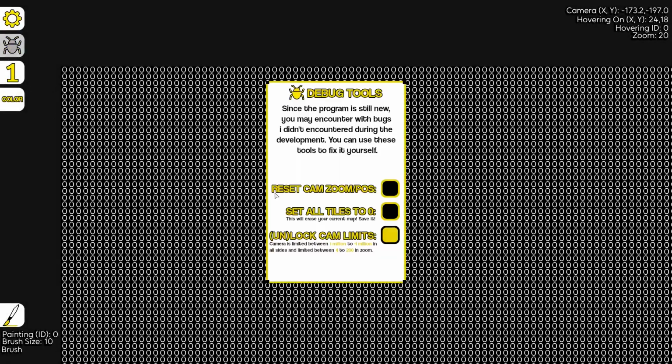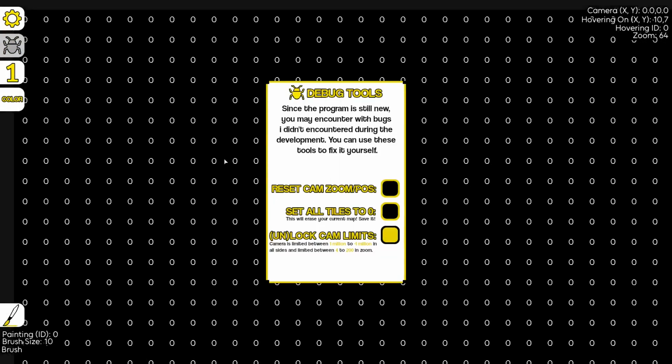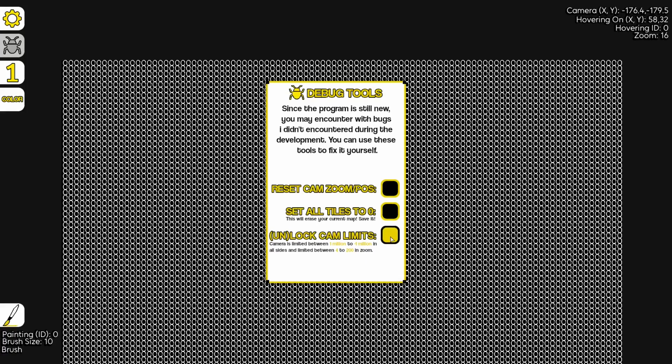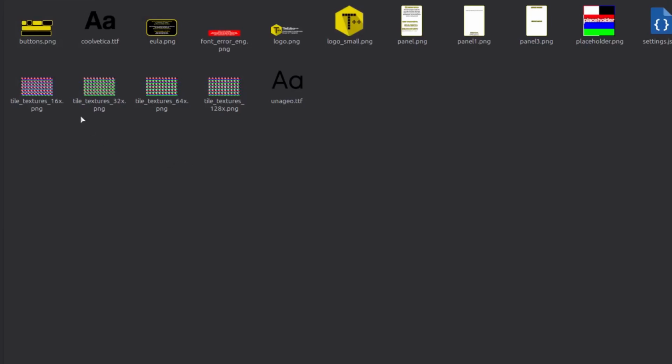Back in the editor, the debug mode simply offers you options like reset camera zoom and position, set all tiles to 0 and toggle camera limits. The text on tiles shows their ID, you can toggle it here. And also you can render tiles as predetermined colors or as textures. You can find these textures in the system folder and change them with your own textures.